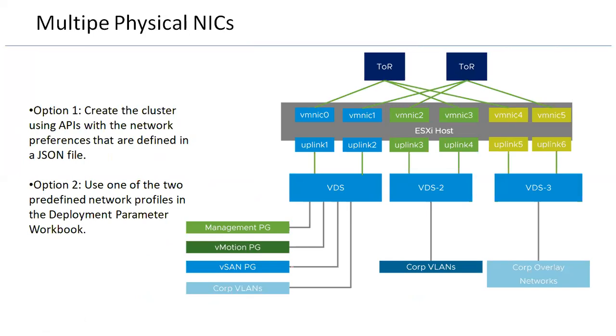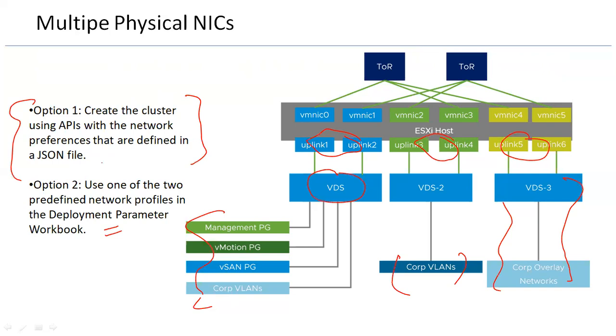Here you can see I am considering 6 physical NICs per host. I am taking VDS1 for management, these port groups, VDS2 for the VM network, and VDS3 for this. You can select this through the deployment parameter workbook, or refer to the deployment JSON file instead of the deployment parameter workbook in your Cloud Builder appliance during management domain creation. Actually, here I'm talking about the management domain. So it's all a matter of how you want to go.